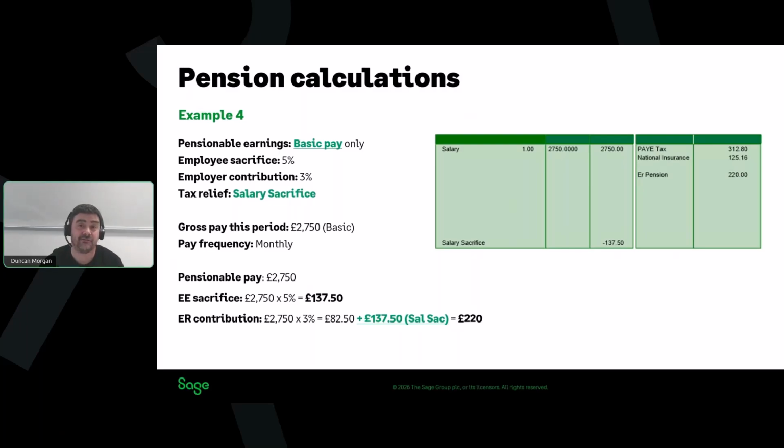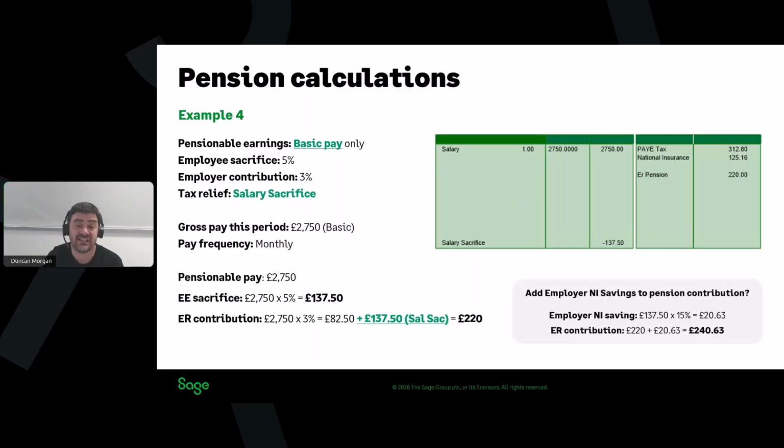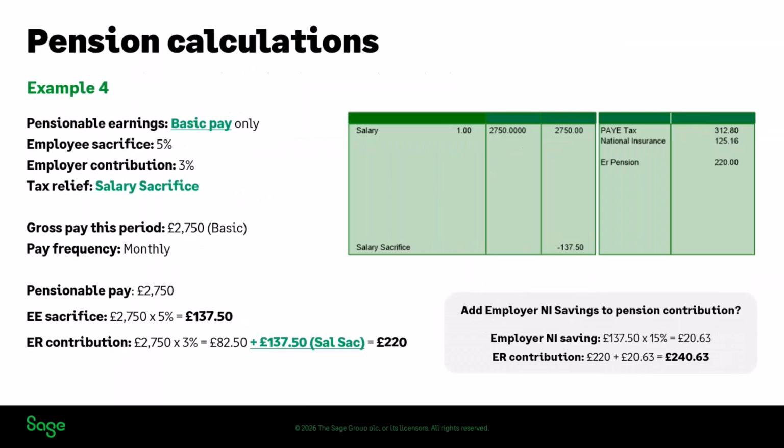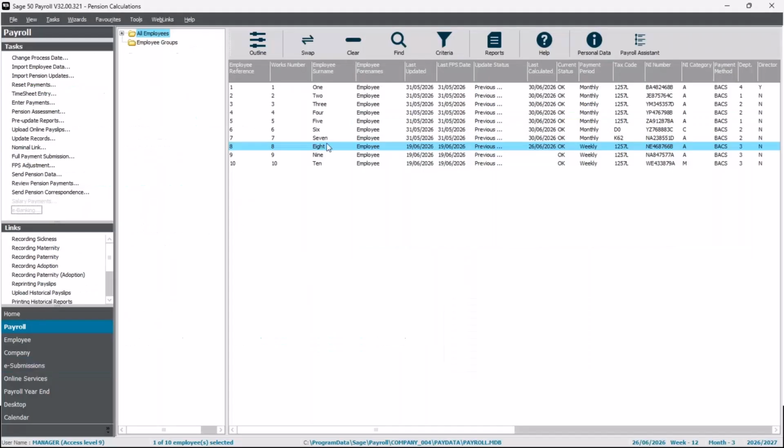Now, there is also a setting for salary sacrifice schemes to include the employer NI saving in the employer contribution. So if you had that activated, if you had that box ticked, the way that the employer NI saving is calculated is you take the salary sacrifice amount, the £137.50, and you multiply by the employer's NI percentage, which is 15%. That gives us £20.63, which means that with that setting selected, that would also be included, giving a total employer contribution of £240.63. And just to show you that one, let's just jump into payroll one last time.